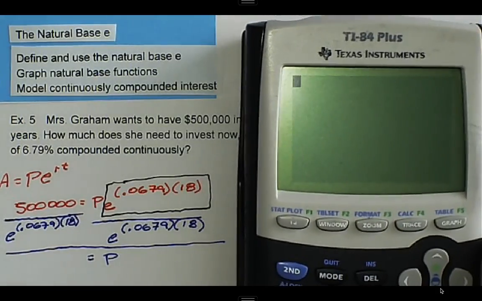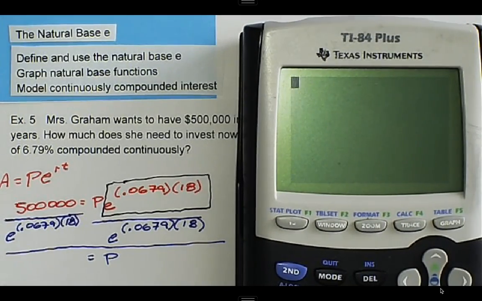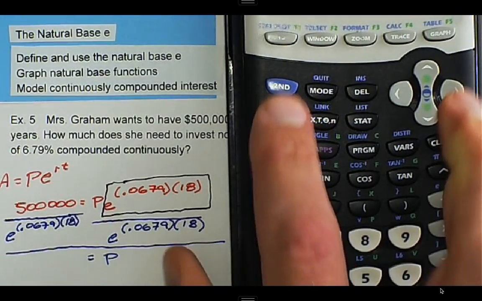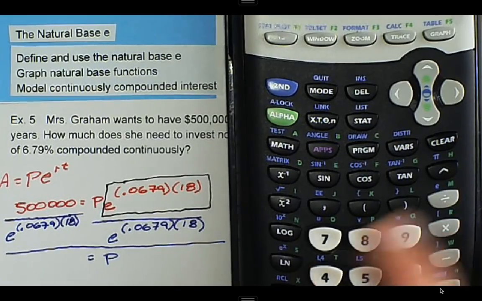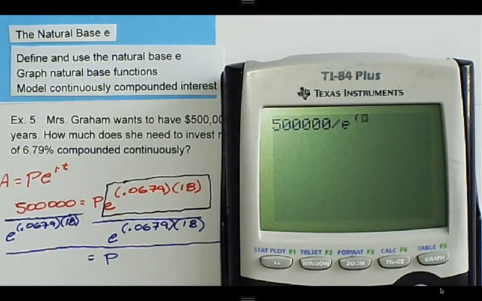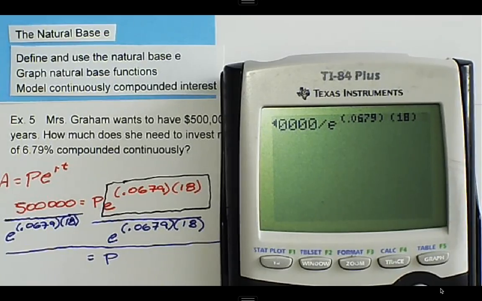I have my calculator here, and we're going to do it the same way that we've always done. We'll start with the 500,000, just typing that in. Then we're going to divide by, and remember, we want to use that e button, which is right above the natural log, so second e. I'm going to use my parentheses and type it in exactly as it is there: 0.0679 multiplied by 18. That's exactly how it is on my paper.